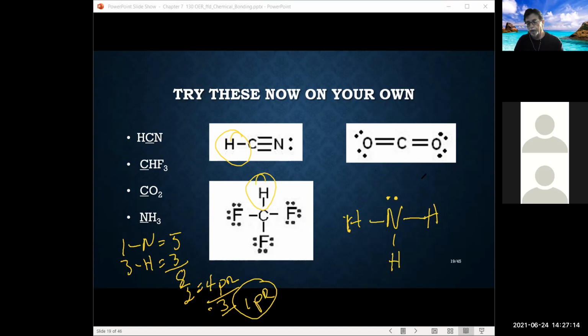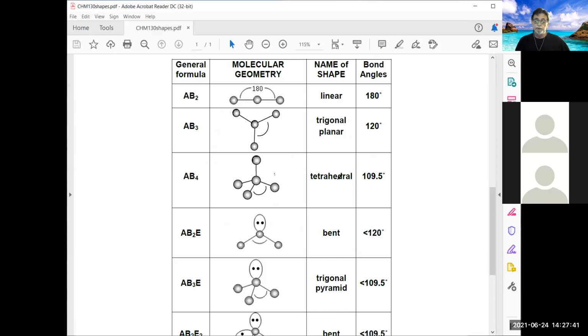And now we need the general formula. We got A, which is always the case. We got B3 because there are 3 hydrogens bonded to the central atom. And guess what? We got 1 lone pair on the central atom. So our general formula is AB3E. That sends us to the shapes table, and we look for AB3E, and there it is right there.